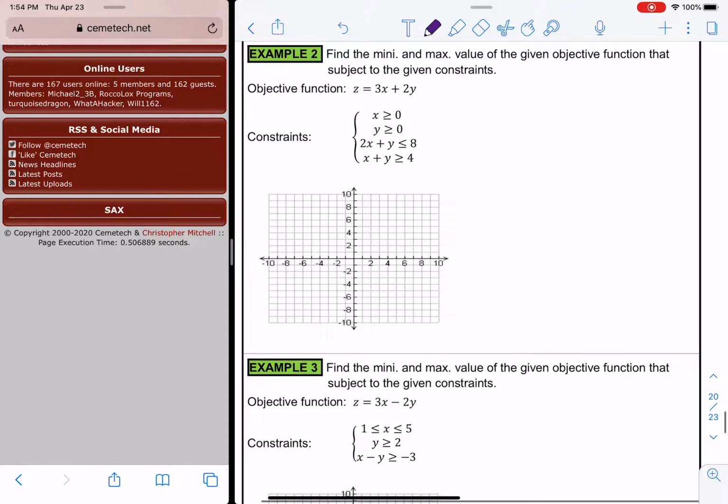So in the second example, we don't have a feasible region. The goal is to create a feasible region. And how do we create a feasible region? We make use of the constraints. The constraints are inequalities, and we have 4 of them, and those 4 are right here.